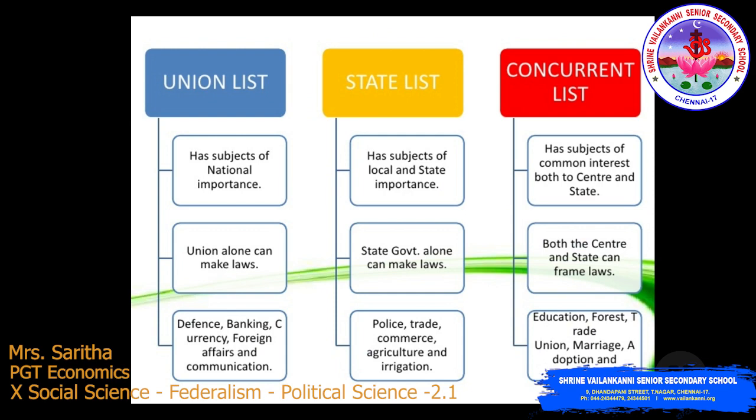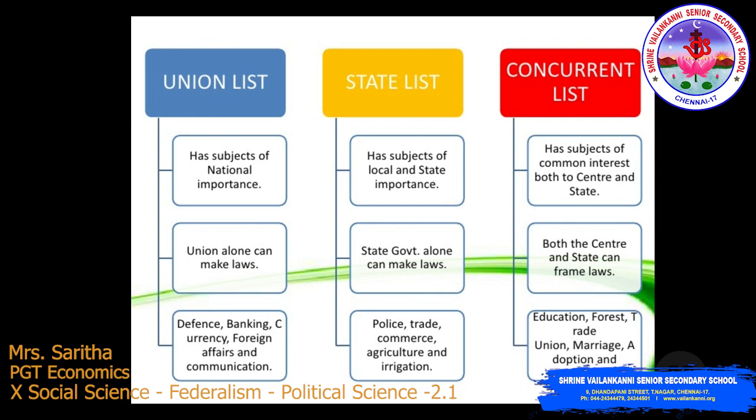Now, at the last, which subjects come under the union list? I've told you already: defense, banking, currency, foreign affairs and communication. Which subjects come under the state list? Police, trade, commerce, agriculture and irrigation. And the third one, the concurrent list: education, forest, trade union, marriage, adoption and succession. In this, both will take a decision. Both the union as well as the state governments can make laws on the subjects mentioned in the list.